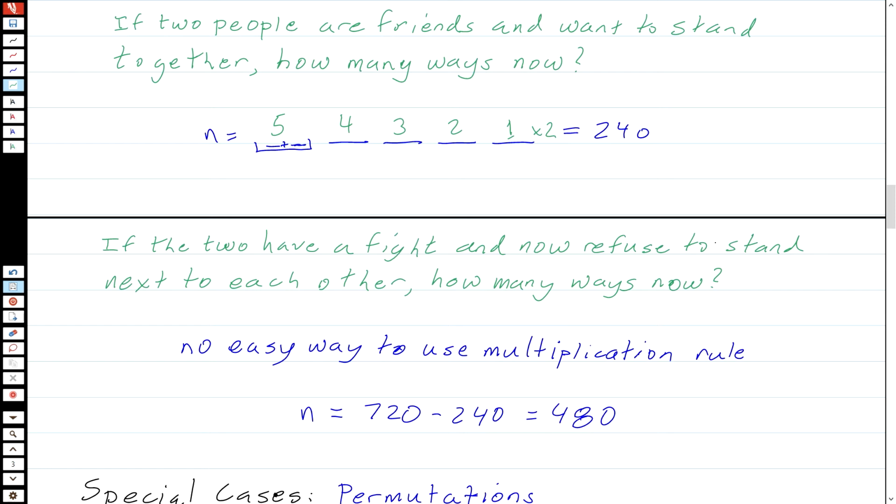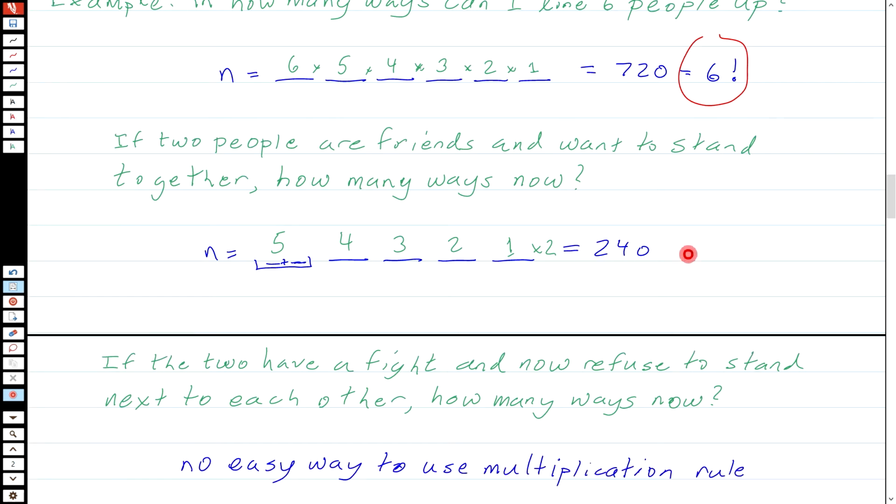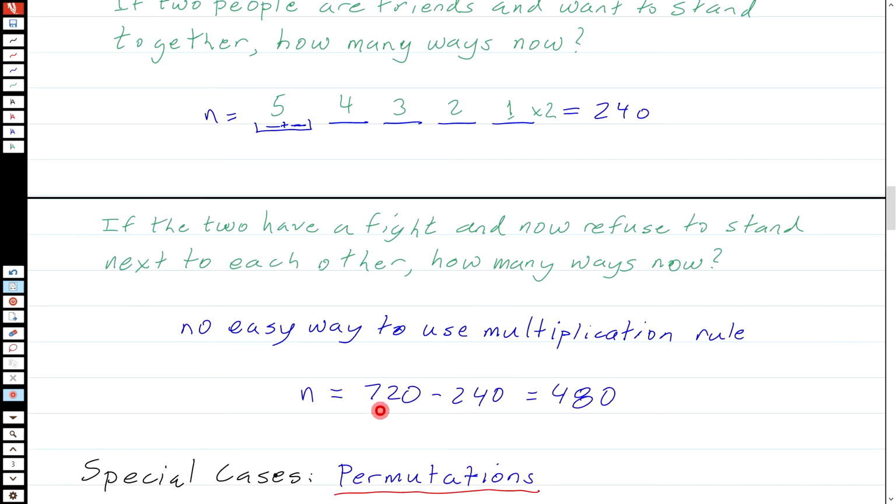Now let's suppose that the 2 people have a fight and now refuse to stand next to each other. How many ways do we now have to organize these people in a lineup? I'm not able to figure out an easy way to use the multiplication rule here, but I do know that the 720, which is up here, is the number of ways of organizing them without regard to anybody sticking together. There's 240 of those ways have them together. That means 720 minus 240 is the number of ways where those 2 people are not together. So the way of getting this is looking at the total number of ways of organizing them, subtracting the ways in which they're together, and that gives me 480 ways where they're not together.